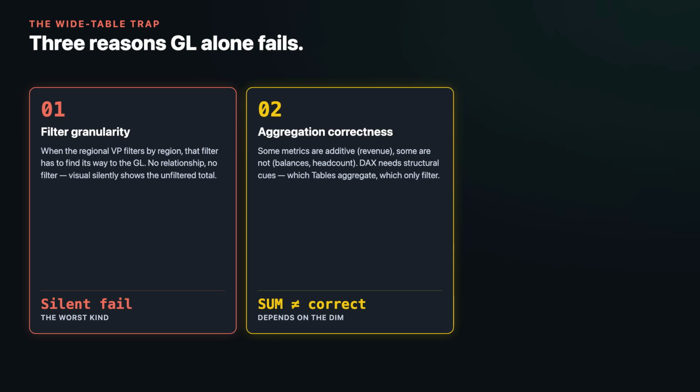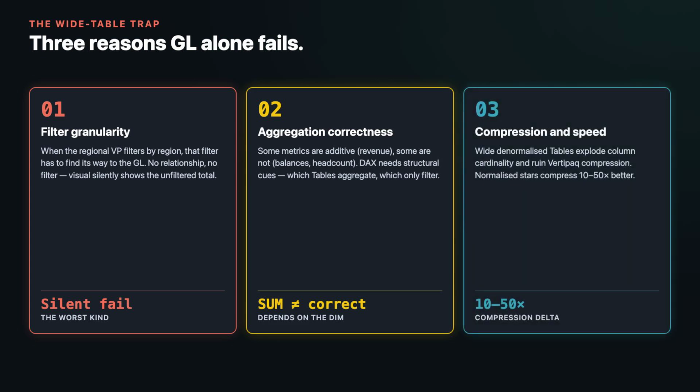Second, aggregation correctness. Some metrics add across rows, like revenue. Others don't, like account balances or headcount. The star schema makes that distinction structural, instead of something you have to remember in every measure.